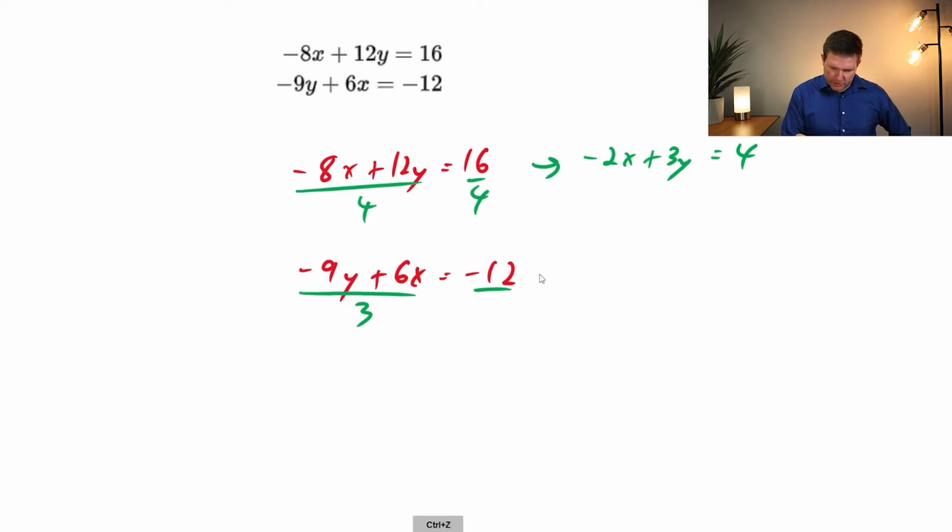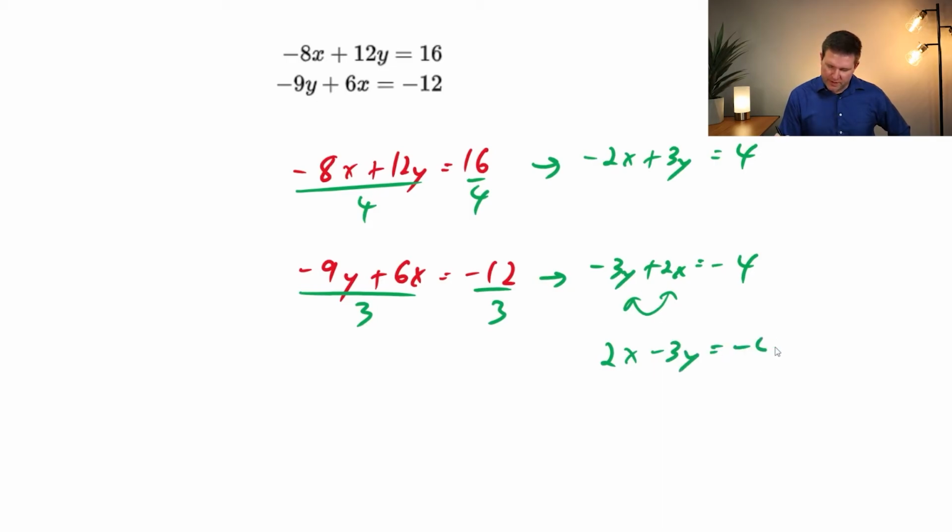Should do a little parallel structure here, Jess. Come on now. So we've got negative 3y, positive 2x equals negative 4. Okay. Now, what do you notice about these? These are in the wrong order. Okay, so let's switch these around and we'll have our final form of this. 2x minus 3y equals negative 4.